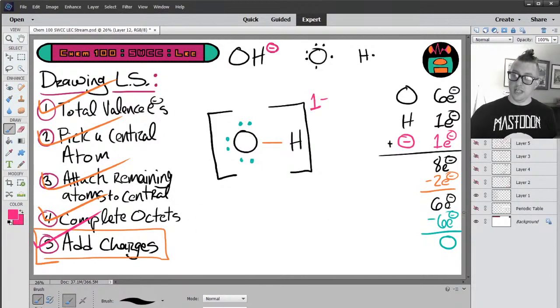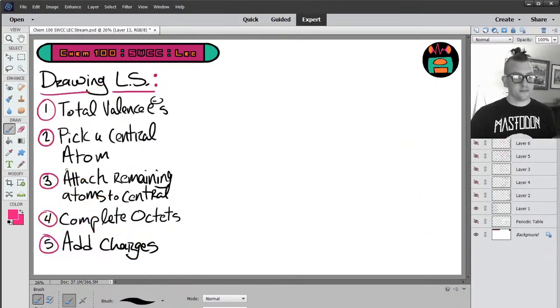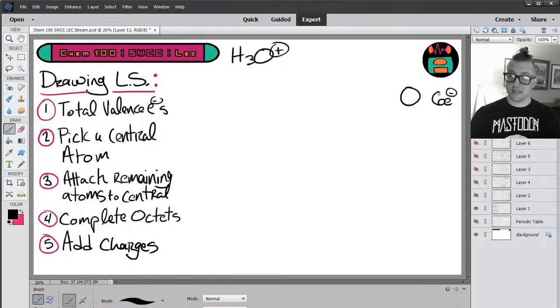All right, let's do another example. Let's draw the Lewis structure for hydronium. All right, let's handle a positive charge. First, we're going to total our electrons. Oxygen has 6. Hydrogen has 1, but we have 3 of them. So that'll bring 3 electrons to this party.